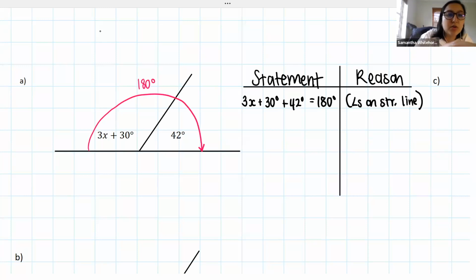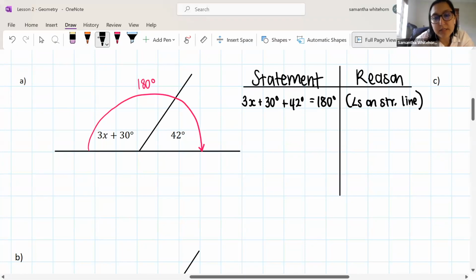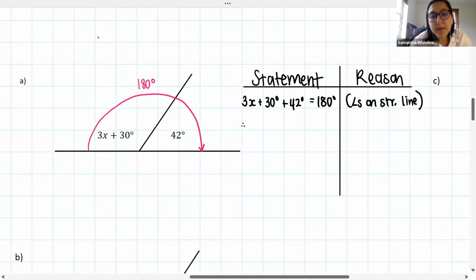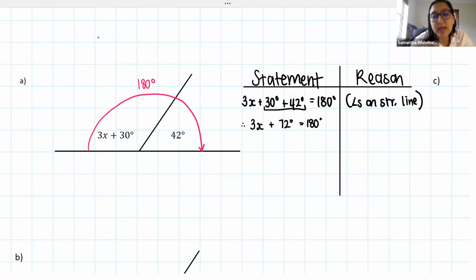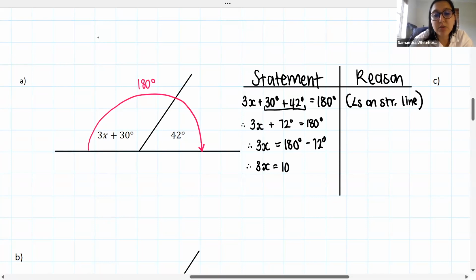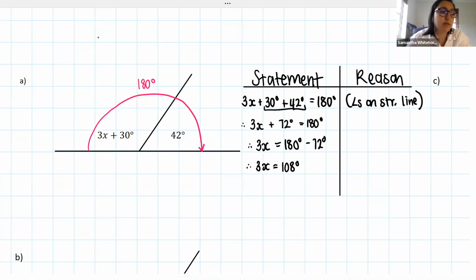Okay, so if we now go and solve this equation, obviously, guys, a couple different ways that you can deal with this. I'm going to break it down step by step. First thing that I see is that I've got the like terms of 30 and 42 on the left-hand side, so I'm going to add them together first, which gives me 3x plus 72 equals 180 degrees. And then I'm going to start with my inverse operation. So I'm going to subtract 72 on both sides. So I have 3x equals 180 minus 72. And so 3x is equal to 108 degrees.